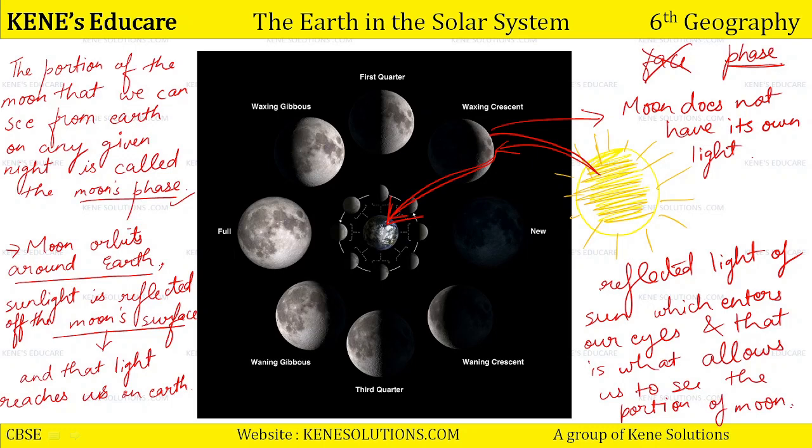First, write down what a phase of the moon is. Point number one. Okay. Point number two, the moon orbits around the earth and it's the sunlight which is reflected off the moon's surface and that light reaches us on earth. The moon does not have its own light. It's actually the reflected light of the sun which enters our eyes and that is what allows us to see the portion of the moon. Okay? If you want, you can draw this diagram too.